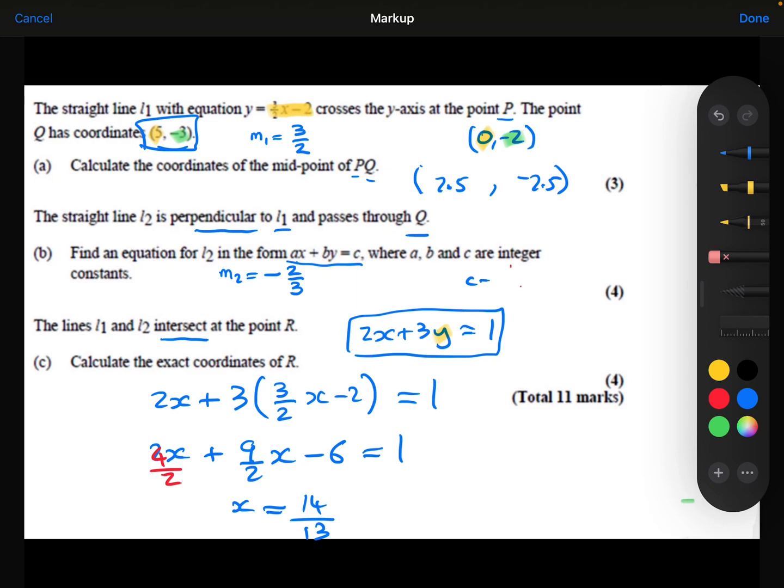And if I now substitute that back into either of the original equations, I think it's probably easier to substitute it into the equation for line 1. So y equals 3 over 2 times 14 over 13 minus the 2. And that gives minus 5 over 13 as the y coordinate. So the coordinates for point R are (14/13, -5/13).